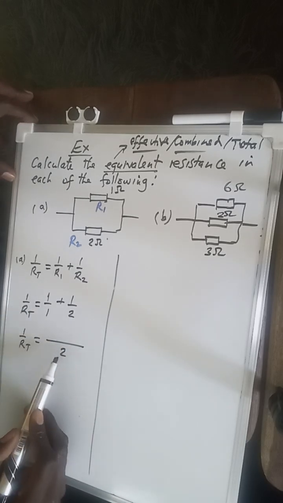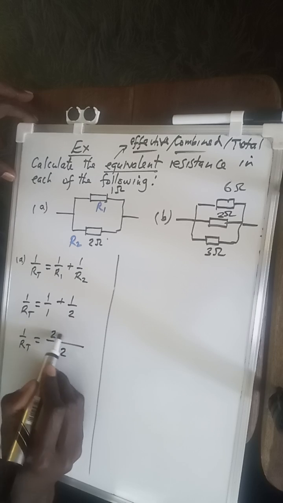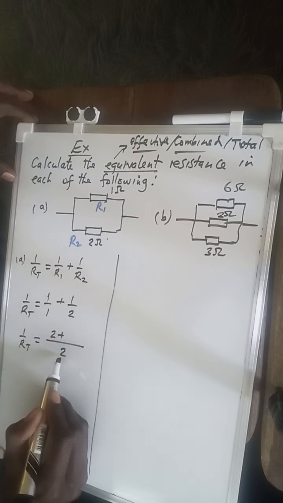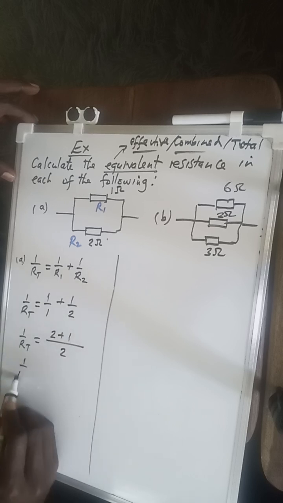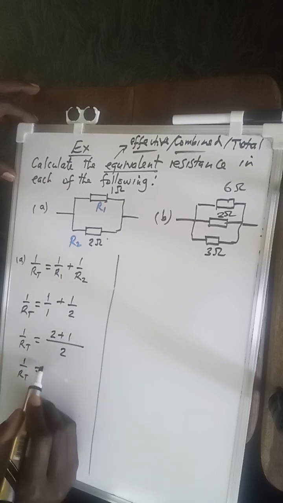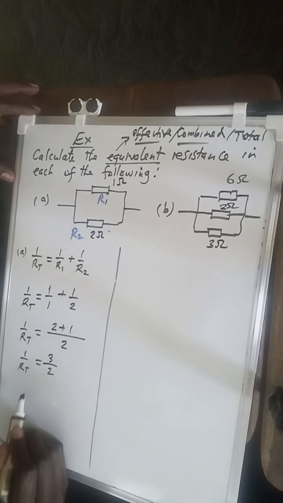1 into 2 is 2. 2 times 1 is 2, plus 2 into 2 is simply 1. 1 times 1 is 1. So R total will be equal to this plus that, which will be 3 divided by 2.